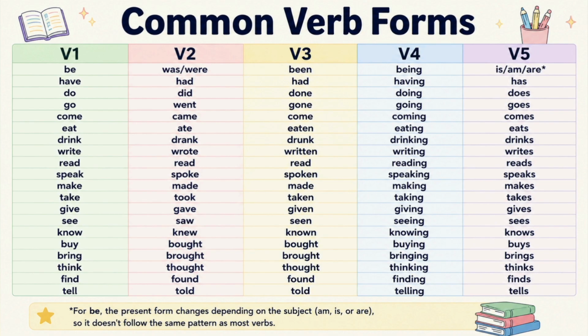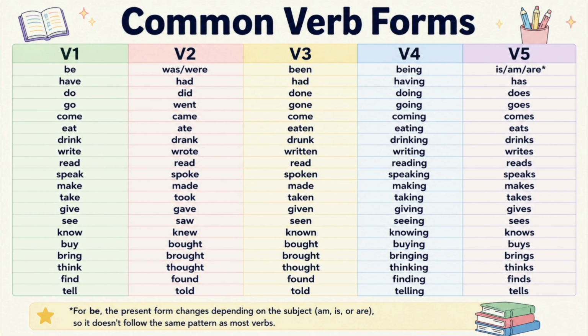To look at how common verbs change across these forms, let us review a few examples in sequence from V1 to V5. For the verb be, it becomes was or were in V2, been in V3, being in V4, and am, is, or are in V5. The present form of be changes depending on the subject, so it does not follow the same pattern as most verbs. For other verbs, have becomes had, having, and has.